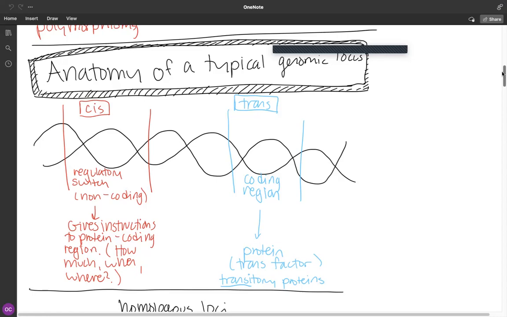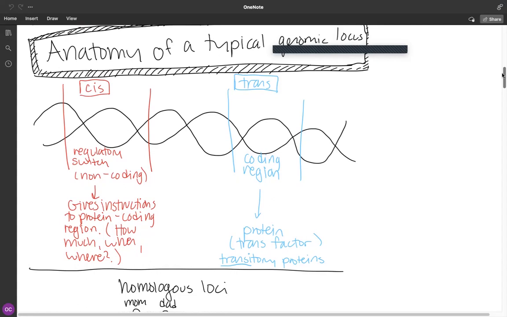And then you have your trans sequences, which is the coding region that goes through the central dogma. It produces protein. And we call this the trans factor because the proteins are transitory. The whole purpose of making proteins is that throughout a cell, it has a lot of different needs. So it needs a good variety of proteins to do the job. So these proteins can move around the cell, go to where they need to go to fulfill a specific function within the cell.